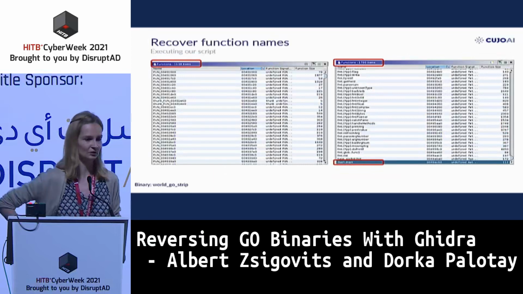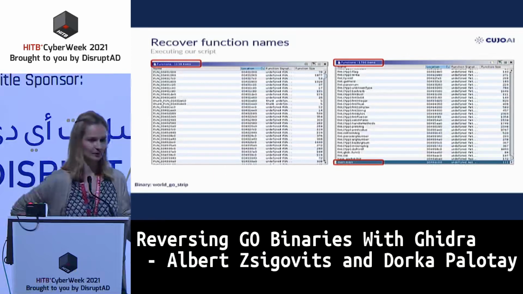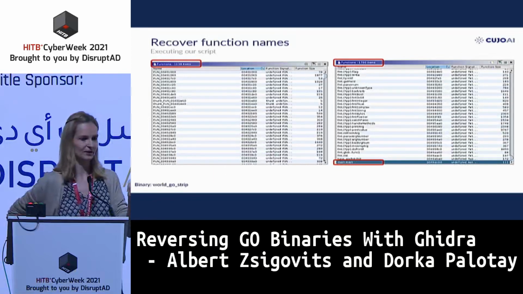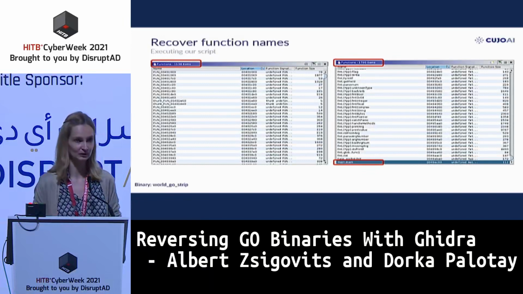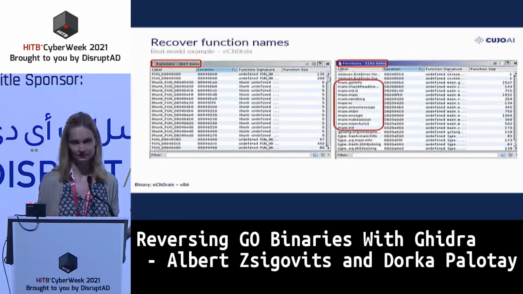So after executing the script, what we can see is that from 1100 functions, we will get almost 1800. And now we have all the function names nicely visible. So, for example, main.main can be found. And, well, with this hello world example, it's not very interesting.